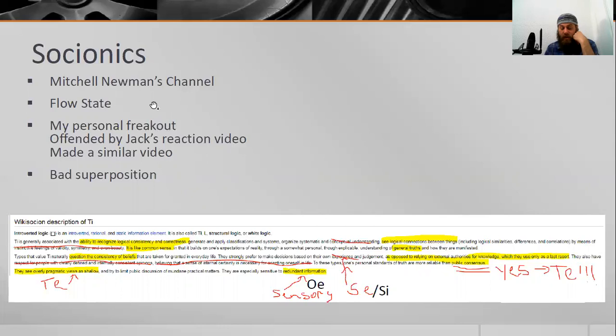Flow State, I know, is also investigating the crossover between the two, and I might start doing more work with him. I would love to do more work with everyone on this.